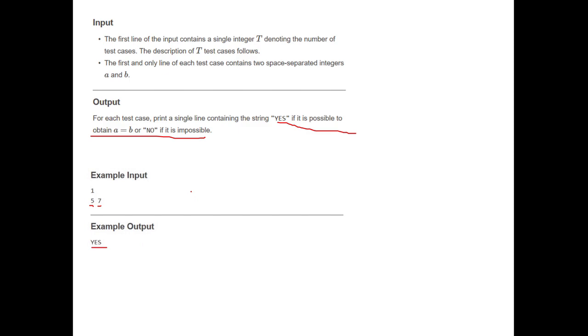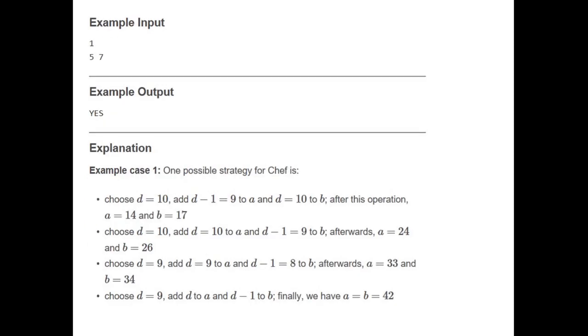So let's look at the explanation they have provided. They have chosen d equal to 10, and added d minus 1 to a and d to b, which was the second operation. So now the value of a is 14 and b is 17. The second time they choose d equal to 10 and add d, that is 10, to a and d minus 1 to b. Now the values are a is 24 and b is 26.